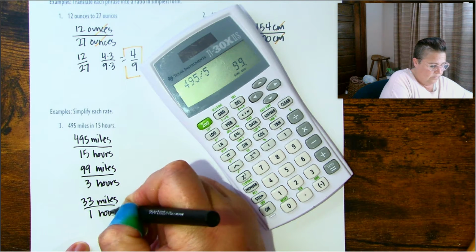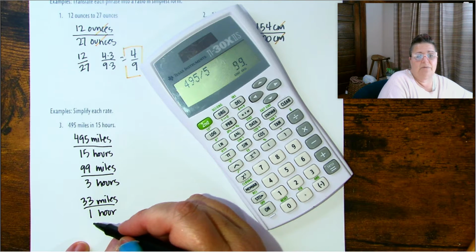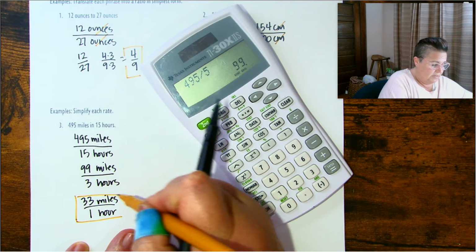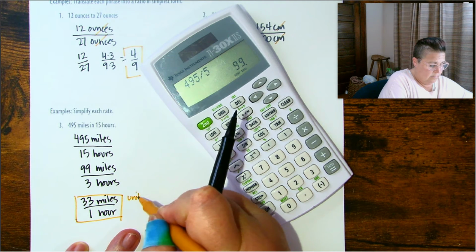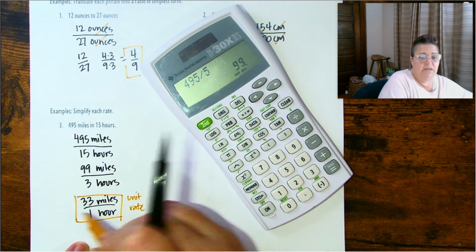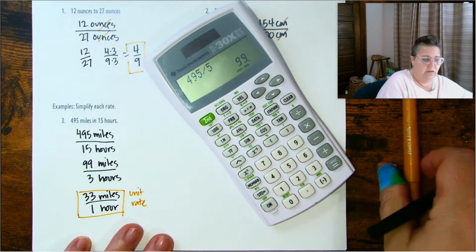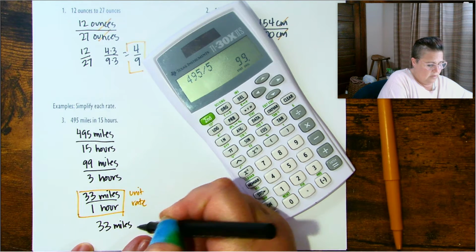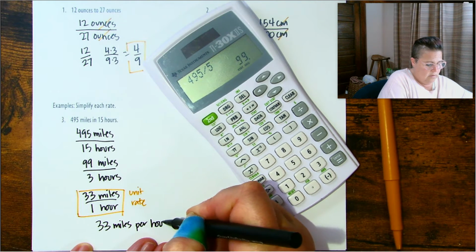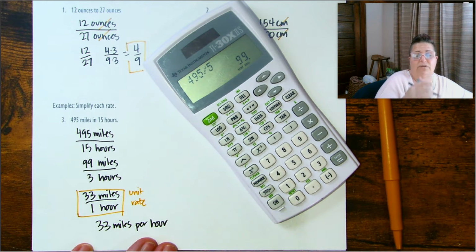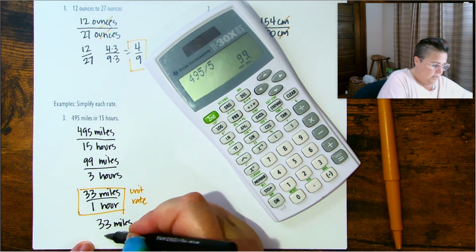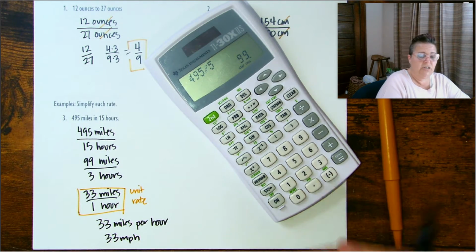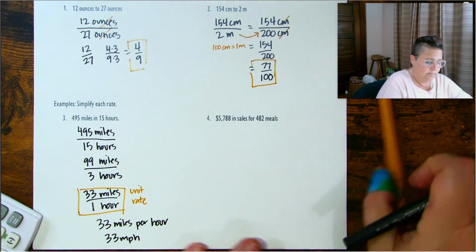in 1 hour. This has a 1 in the denominator. It is known as a unit rate. It has a special name, and that special name comes from the 1 being in the denominator. We would often write this as 33 miles per hour. The per hour making reference to the fact that that means 1 hour. And sometimes we write it as 33 mph. That's an American abbreviation, but it does mean miles per hour.